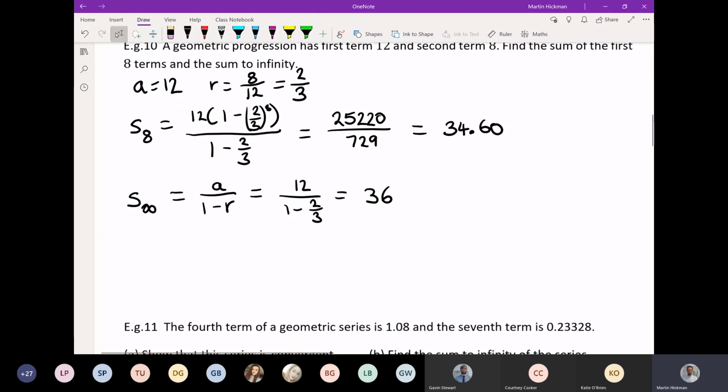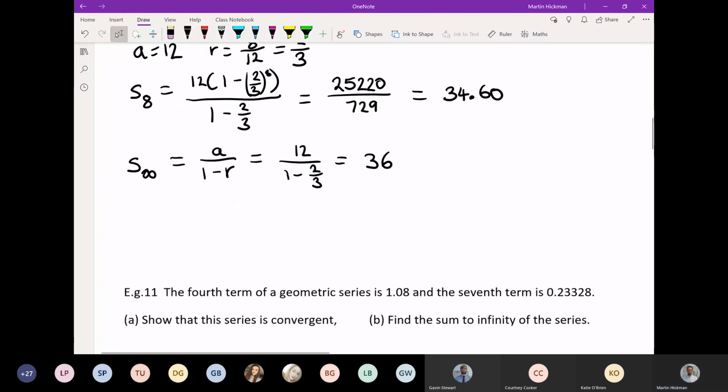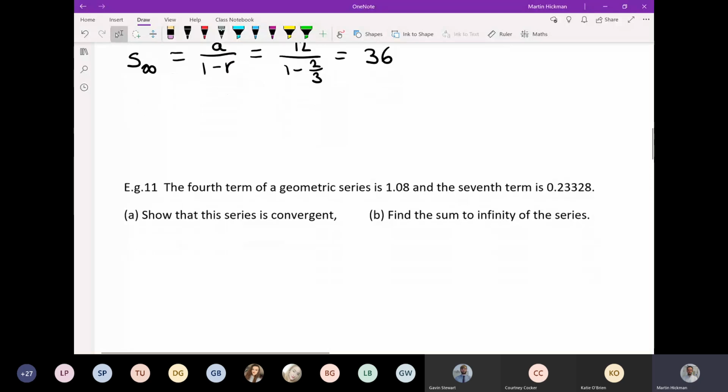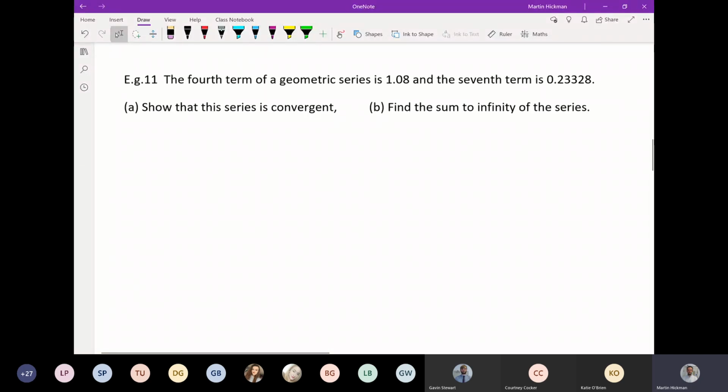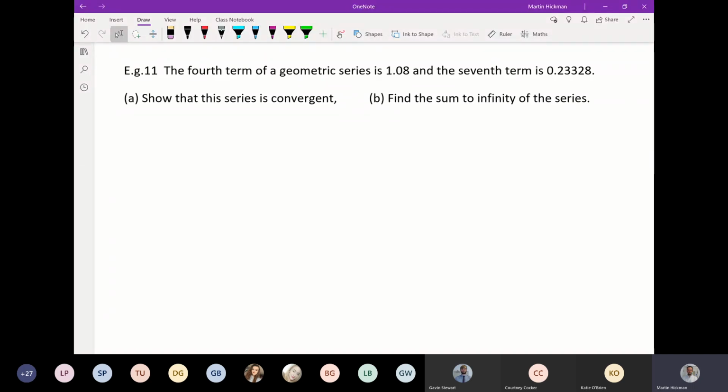If not, we will move on to example 11, where we have the 4th term of a geometric series is 1.08 and the 7th term is 0.23328. Firstly, we're going to show that this series is convergent. Now, if I want to show that it's convergent, I need to find the common ratio first. So to do this, I'm going to write down the information I know.